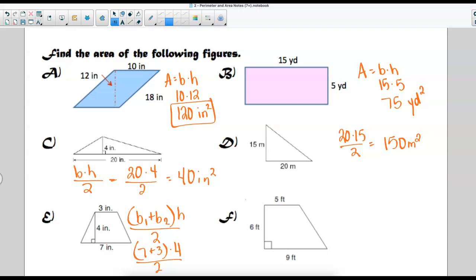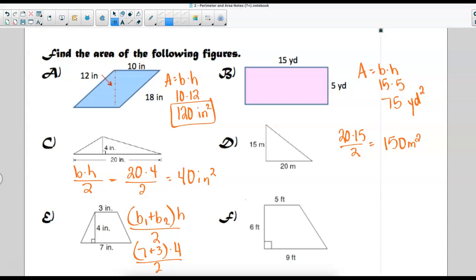Ellie, what'd you get? 13. What'd you get, Mason? 20. 14. Lola? Error. Okay. So this is where we have to be careful. You can't put this all in your calculator at once.